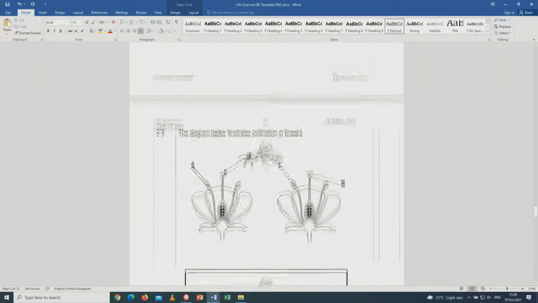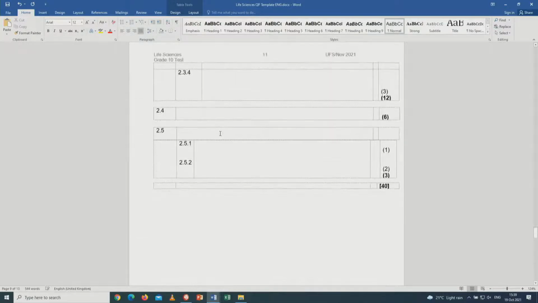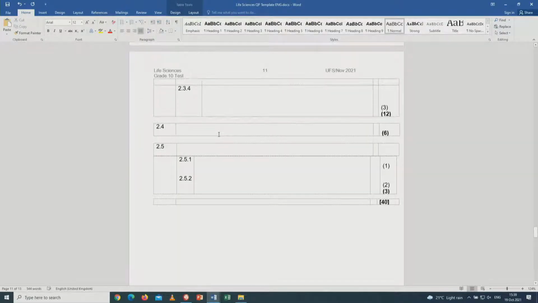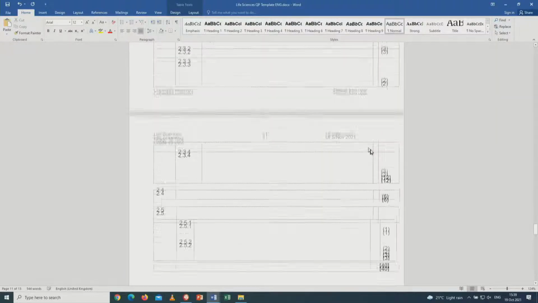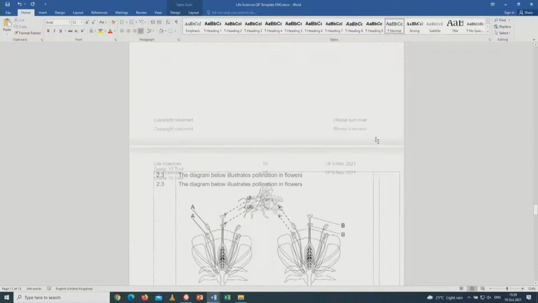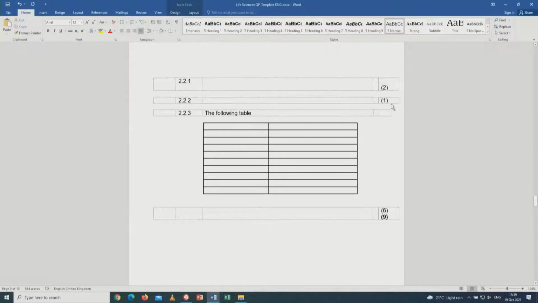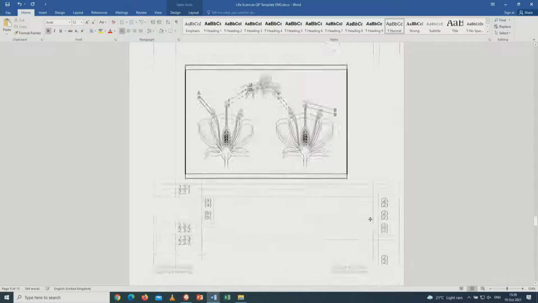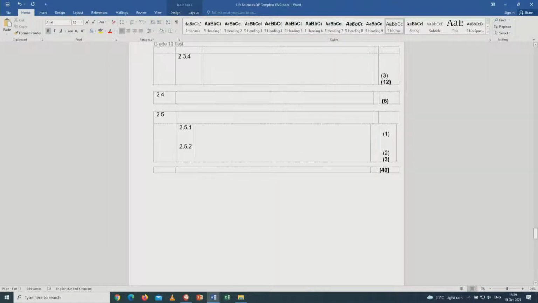So question 3 and 4 and question 2 and 3, exactly the same. At the end of question 2, the whole of question 2. And remember your subtotals. 2.2.1, 2.2.2 and 2.2.3 is 2 marks, 1 mark and 6 marks respectively, totaling 9. And that is in bold. Right below the 6, the 9 is the total of 2, 1 and 6. 2 marks, 1 mark and 6 marks gives you 9. The same with the rest. And when you come at the bottom of question 2, the whole of question 2 is 40 marks.